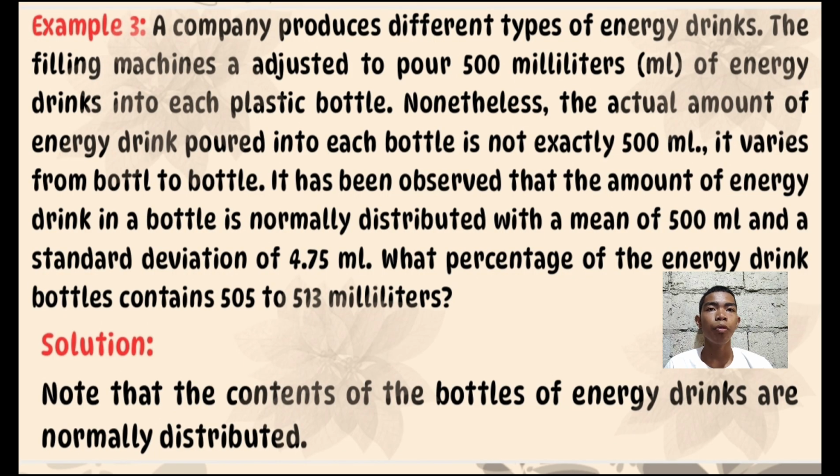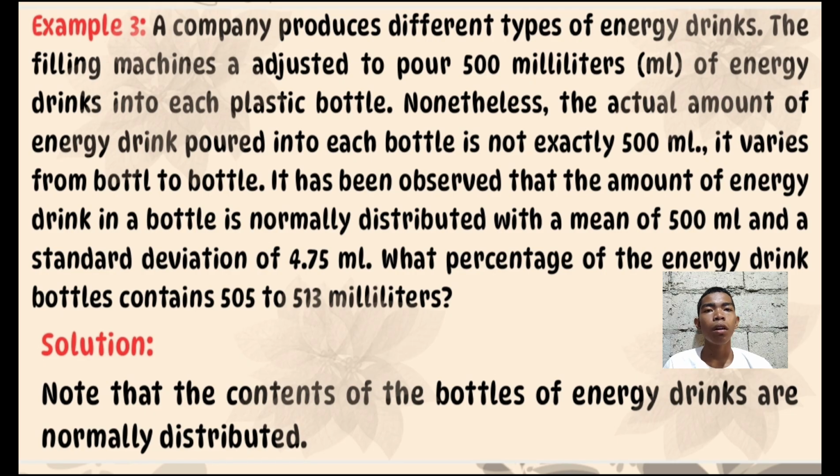Example 3. A company produces different types of energy drinks. The filling machines are adjusted to pour 500 milliliters or ml of energy drinks into each plastic bottle. Nonetheless, the actual amount of the energy drink poured into each bottle is not exactly 500 ml. It varies from bottle to bottle. It has been observed that the amount of energy drink in a bottle is normally distributed with a mean of 500 ml and a standard deviation of 4.75 ml. What percentage of the energy drink bottles contains 505 to 513 milliliters?